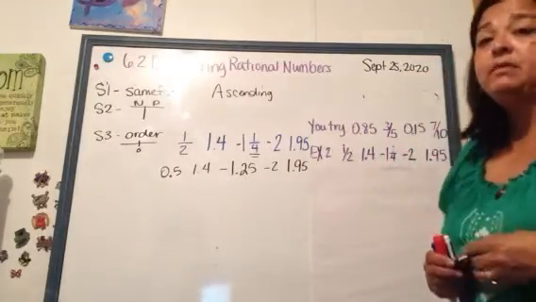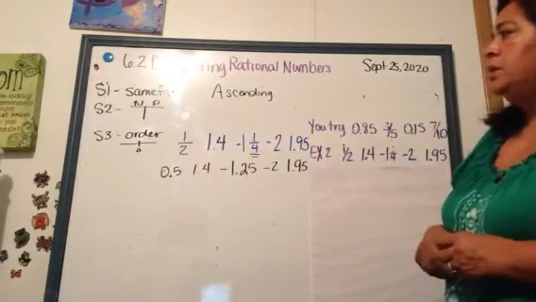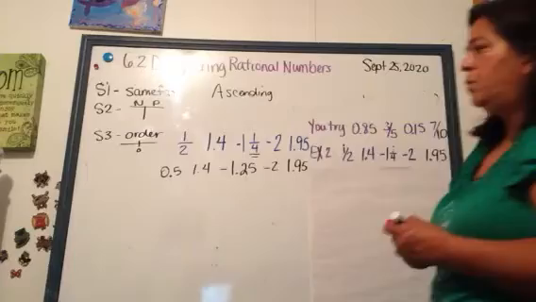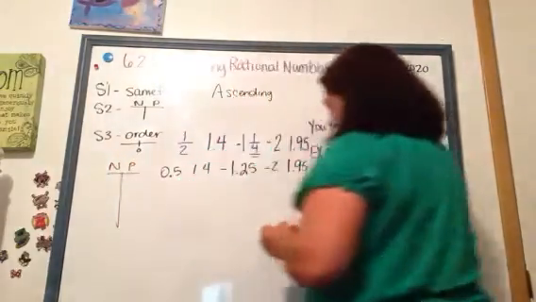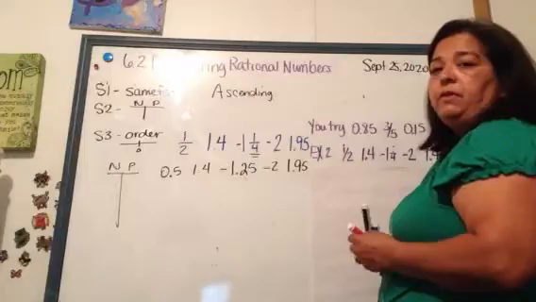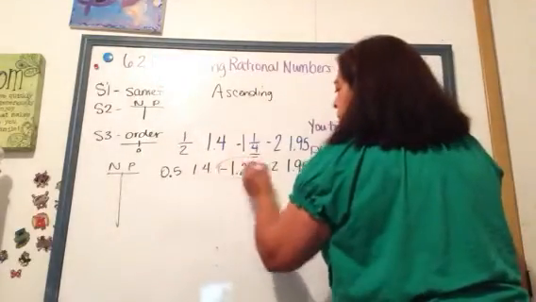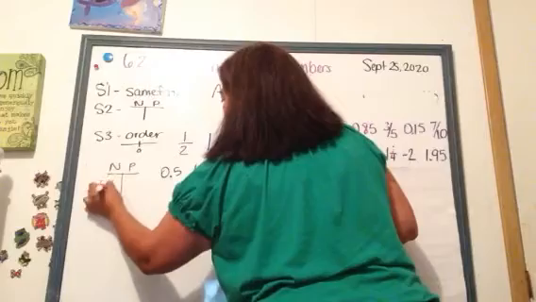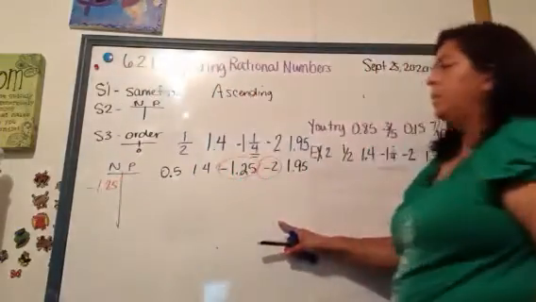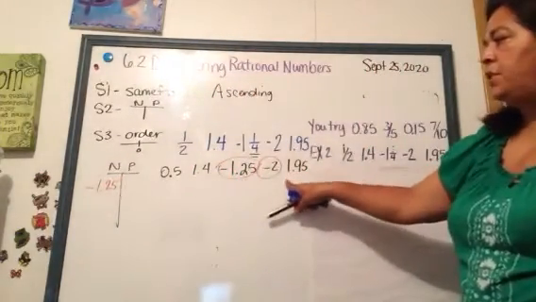All right, so now we have some negatives, right? So what we're going to do is we're going to use our T-chart, and we're going to separate them. Negatives, positives. What I do is I always look for the negatives, and I circle them, and then I write them over here. This is -1.25. And remember, we line up decimals, so this is -2.